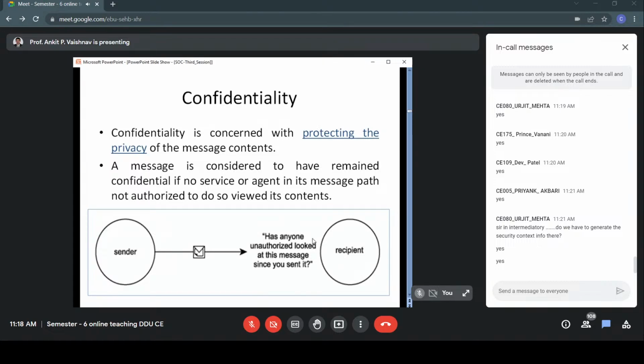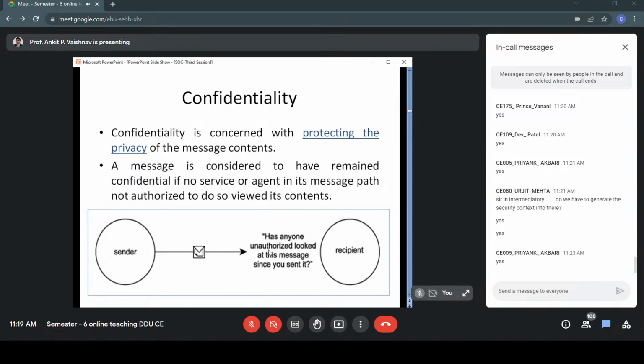Recipient is asking, has anyone unauthorized looked at this message since you sent it? Okay. So how can it ensure confidentiality, or how can it ensure that nobody has looked at that message, or at least nobody has accessed that message? By providing what? Encryption, right? Isn't it? You have to encrypt the message so that you ensure that nobody who is not having the proper key should have a look at that message, right?